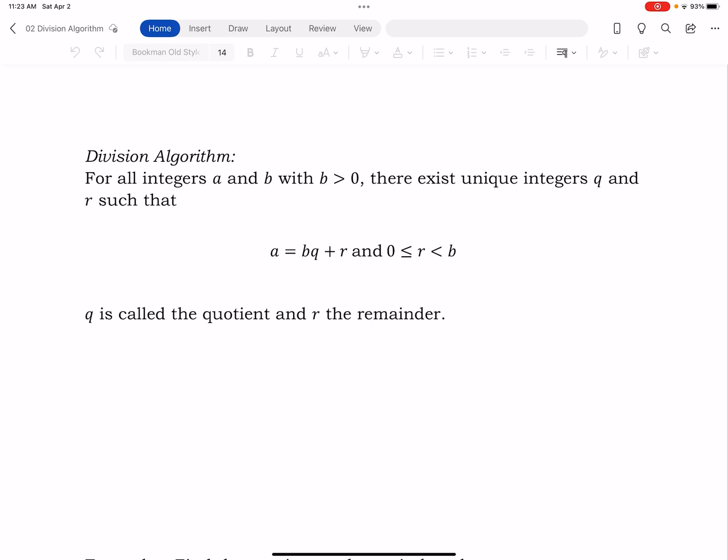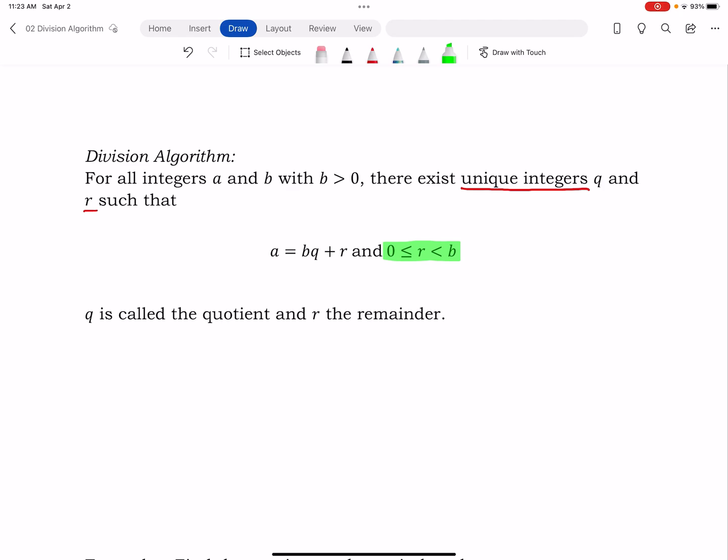only going to divide by positive numbers, there exist unique integers q and r such that a equals b times q plus r. But I want you to keep this important fact in mind. That remainder, that r, needs to be between 0 and b. So the remainder has to be a positive number, and it has to be smaller than b.